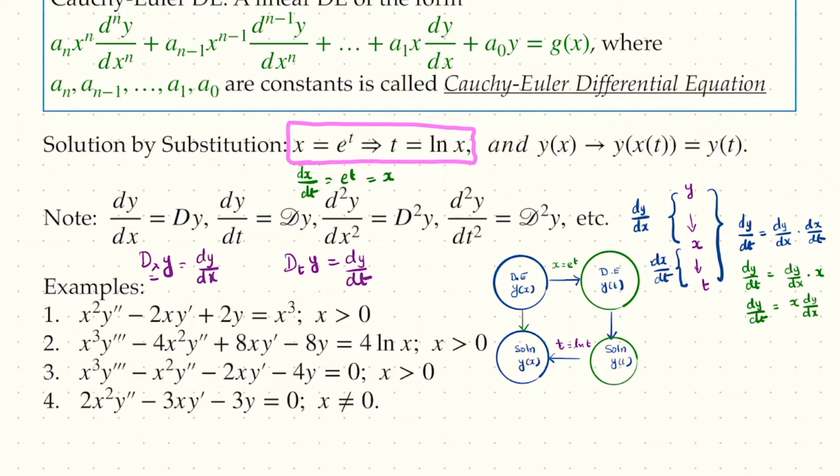Now let's take a look at the transformation: what is the relationship between the derivative with respect to x and the derivative with respect to t? What is the relationship between this, this and this? As a matter of fact, we just looked at it already here, but I'll come back in a moment.